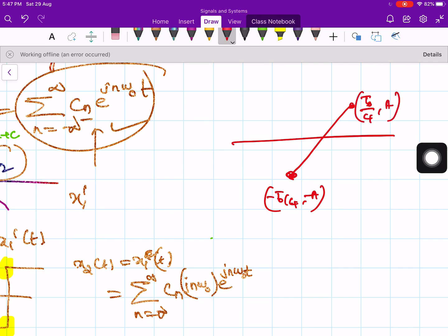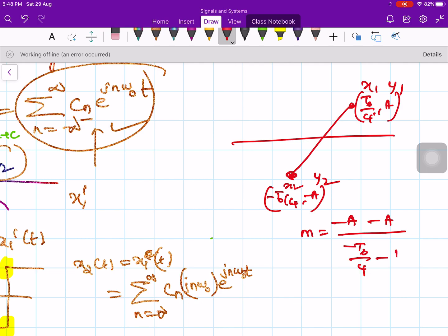Now you want to find the slope. Let's say x1 y1, then x2 y2. You know the slope formula. What is the slope formula? y2 minus y1 divided by x2 minus x1. What is y2? Minus a. What is y1? A. So minus a minus a, that is minus 2a, divided by x2 minus x1, minus t naught by 4 minus of t naught by 4, so minus 2 t naught by 4, right?